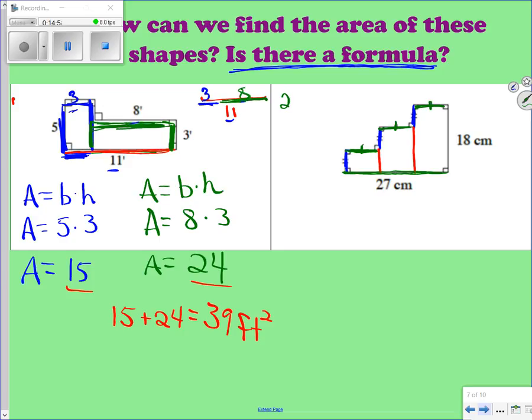So if I do 27 divided by 3, I get 9. So I know this is 9, this is 9, this is 9. Because those three equal parts will make that 27 line. I know over here on the side, this blue line, I know those three lines equal 18. So I can do 18 divided by 3, and I get 6. So each of these is 6.